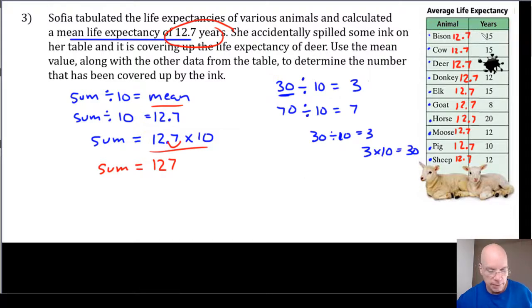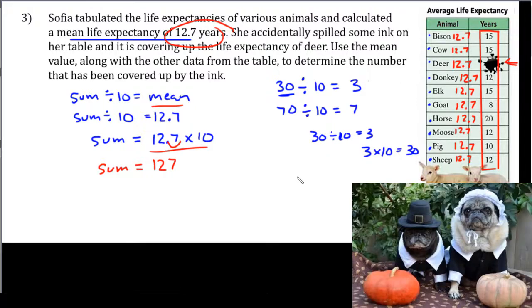Now if you take the life expectancies that you're given in the table and do something with them, we know that the sum of all 10 life expectancies, you can use that to figure out the life expectancy for deer. See if you can figure out how to do that during the pause, and then come back and see how you did. Paused.